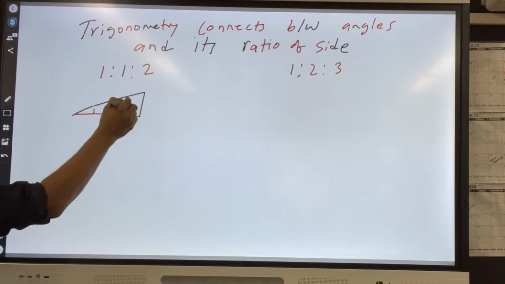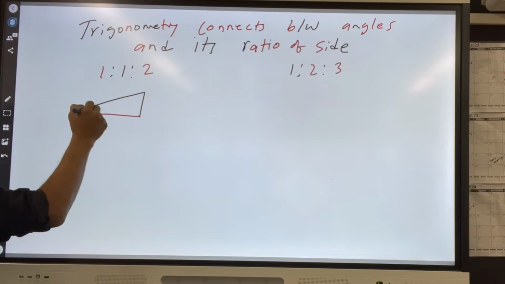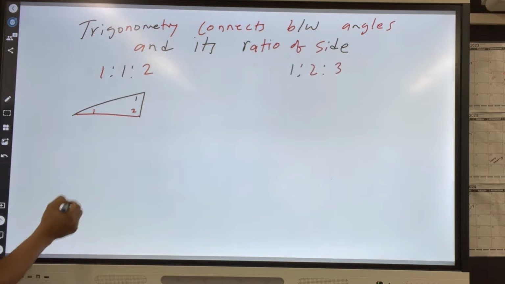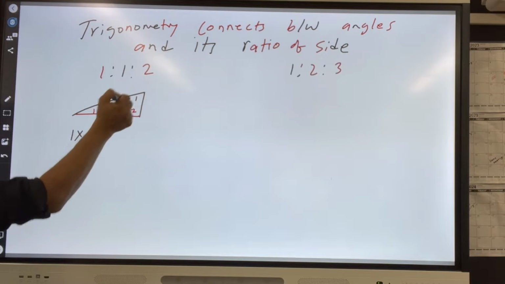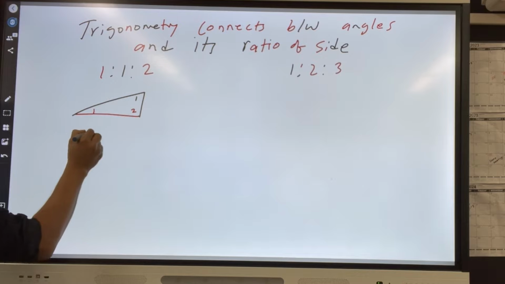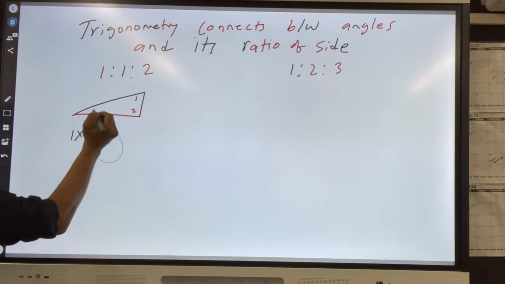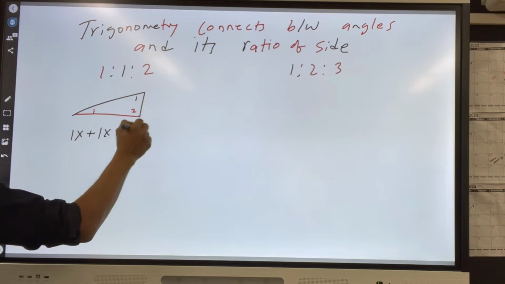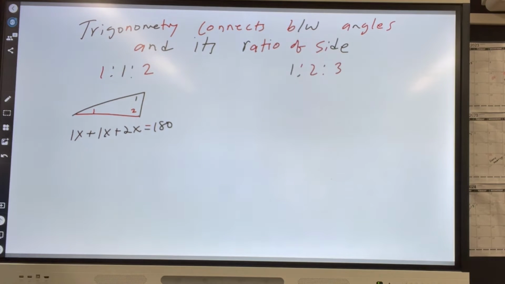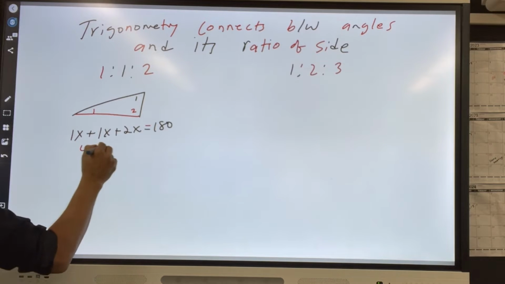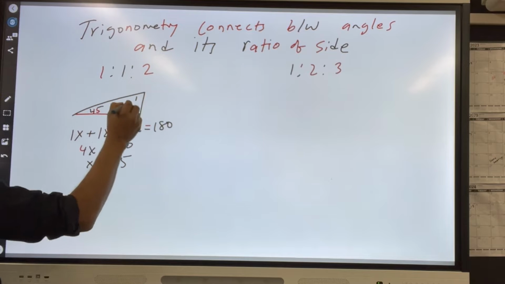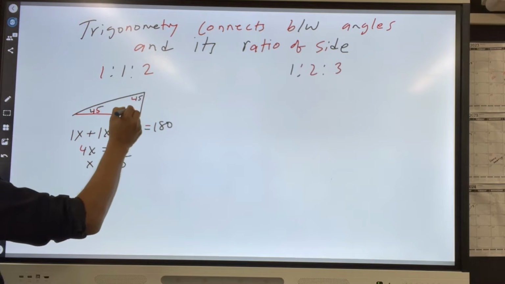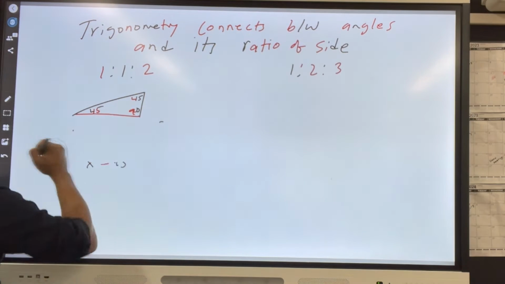This is the smallest, this is the second, this and this are the same size, and this is 2, right? We want to find how much each angle is. One way to find it: 1x plus 1x plus 2x is 180, because the sum of all angles of a three-sided polygon is 180. So 4x is 180, so x is 45. So this is 45, this is 45, and 45 times 2 is 90. Now we know the angles.